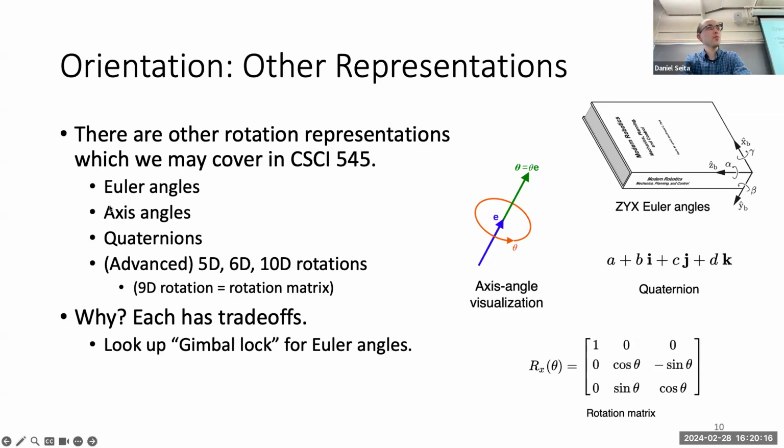Are you familiar with the different trade-offs, advantages and disadvantages of different representations? If you're wondering why people don't like Euler angles, look up gimbal lock, and then you can see why. Have you heard of quaternions before? They're a very useful representation, but among them they're also the hardest to think about. They're useful because they help to interpolate and to operate on multiple rotations together.